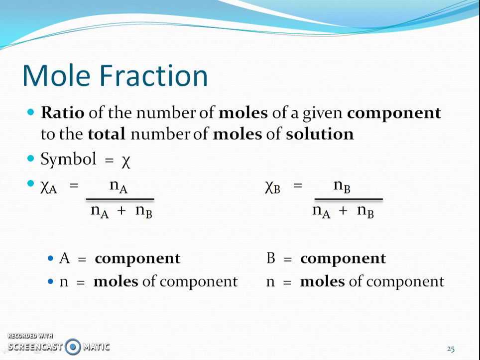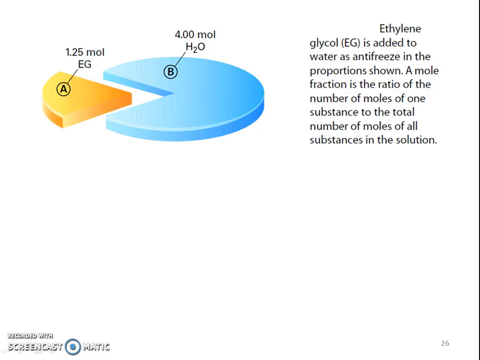Mole fraction, you've seen this before: the amount of moles divided by the total moles of the solution, right? So we have our moles of component A divided by the moles of component A and B, same thing here. So if we take something like EG, which is ethylene glycol, added to water as antifreeze, and the portions are shown here. So we have 1.25 moles of the EG to the 4 moles of the water.